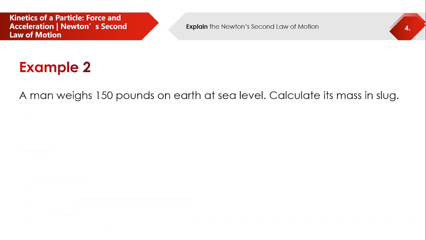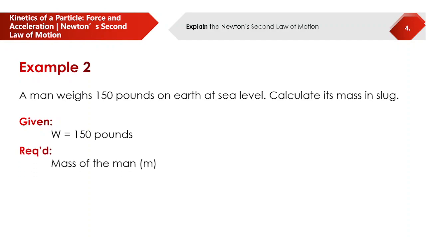Example number two. A man weighs 150 pounds on Earth at sea level. Calculate its mass in slugs. So given is the weight, 150 pounds. And class, if the problem states that a man or any object weighs, automatically, that's your weight.